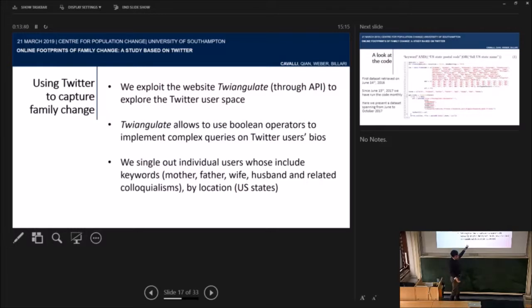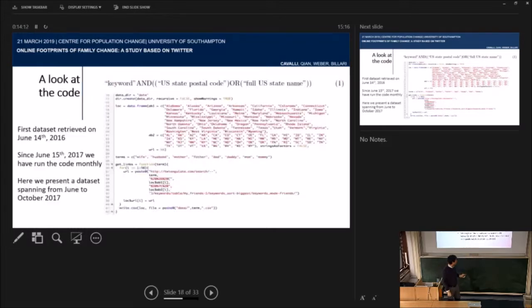Again, since we are demographers, we are interested in family and family change, so we use the words mother, father, wife, and husband, and related colloquials like mom or dad. And we scrape these users by location. So I'm going to show you just a few maps of how the relative frequency of these words is spread across the US geography.